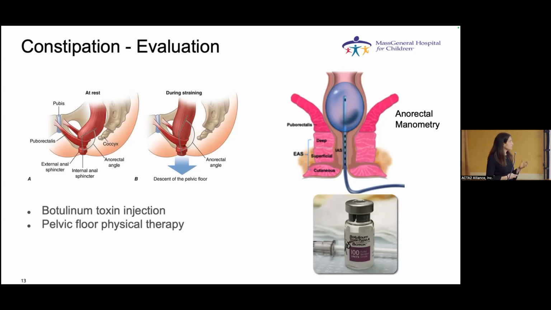If there are abnormalities, we do have interventions that we use. One is a Botox injection to the sphincter. Sometimes that helps relax it. And another is using pelvic floor physical therapy to work with those muscles to help get it out.